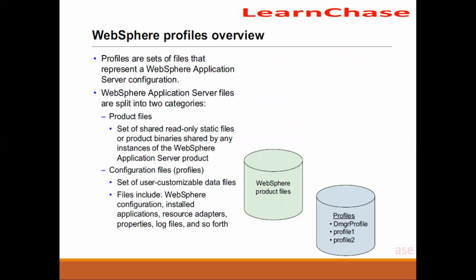And coming to the profiles. WebSphere Application Server files are split into two categories: one is product files and the other is configuration files. What is meant by product files? A set of shared read-only static files or product binaries shared by any instances of the WebSphere Application Server product. And configuration files means a set of user-customizable data files. It includes WebSphere configuration, install, application, resource, adapters, properties, and all these log files.